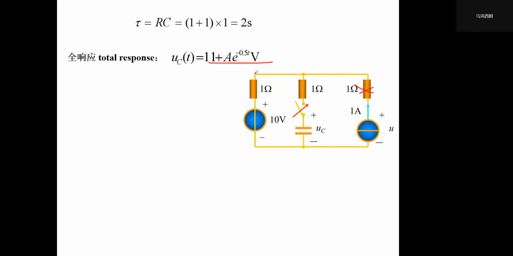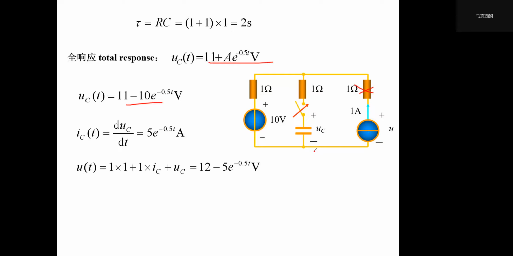So let's calculate the A. So we put it in, and we have the UC and IC. And for the UT, we only need to use the KVL to solve this. So with Kirchhoff's voltage law, we can reach the conclusion. So it's very simple for this case.